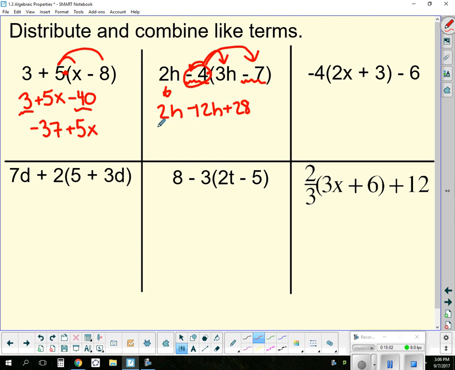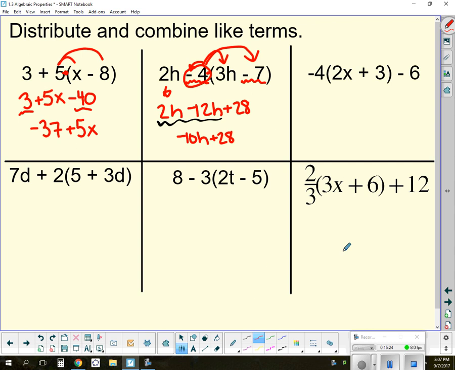Look for like terms. These both have h's. Combine those. 2h minus 12h. Well, 2 minus 12 is negative 10, and then you just attach that h to the end. If you have anything left over, bring it down, like the plus 28. Those are not like terms. One has an h, one doesn't, so you are done there.